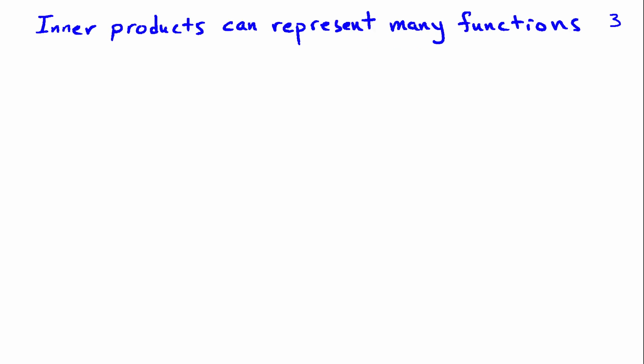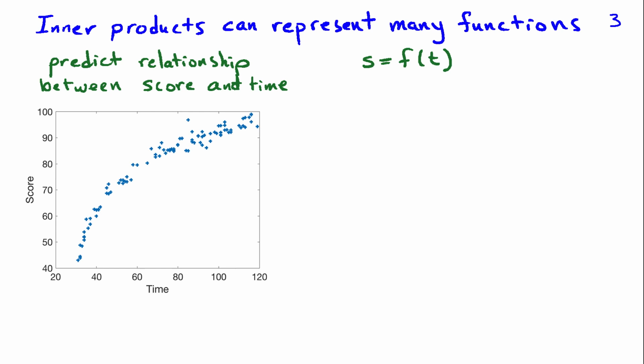One of the reasons inner products are so useful is that we can use them to represent many different types of functions. So let's take a machine learning problem where we have some data. What this is showing is someone's score as a function of the amount of time they took, say, on an exam. And what we'd like to do is predict the relationship between score and time. So we want to write the score s as a function of the time t.